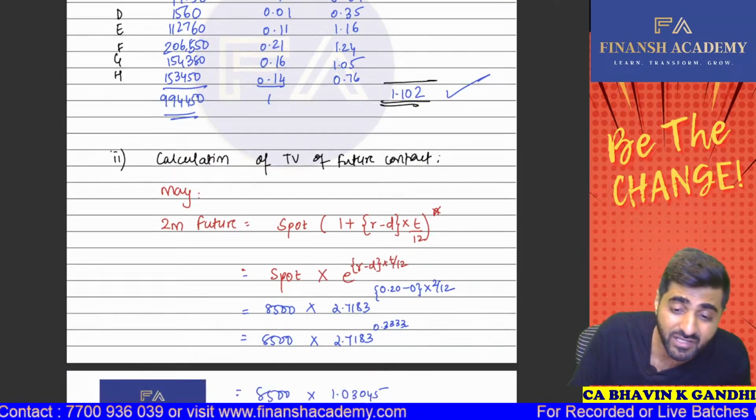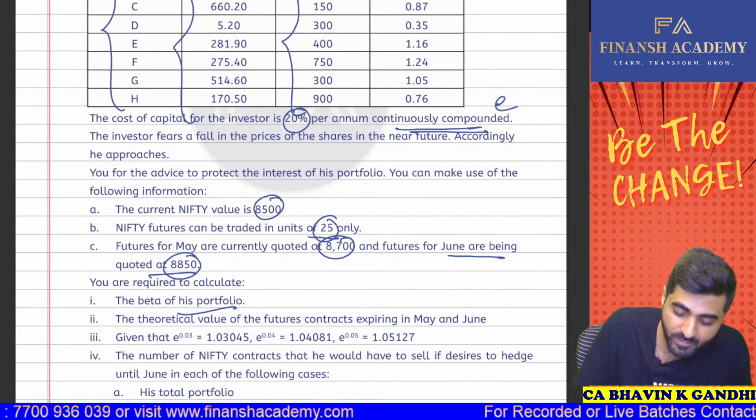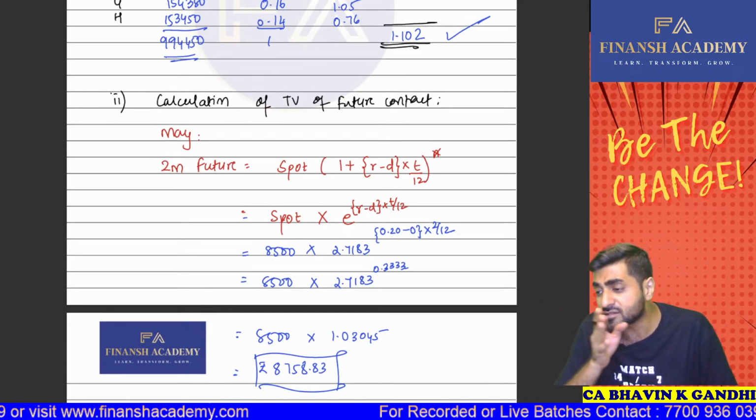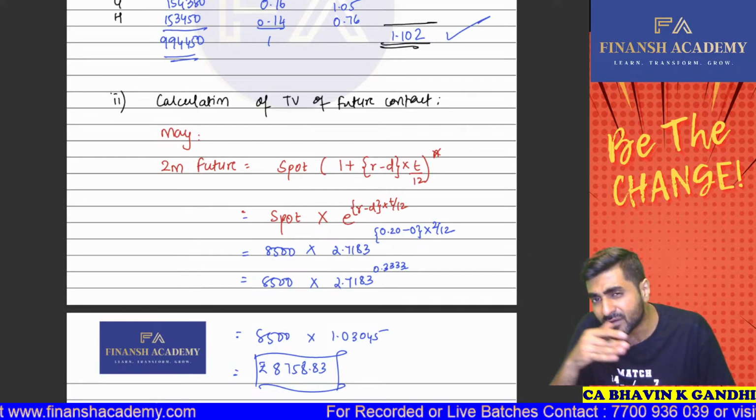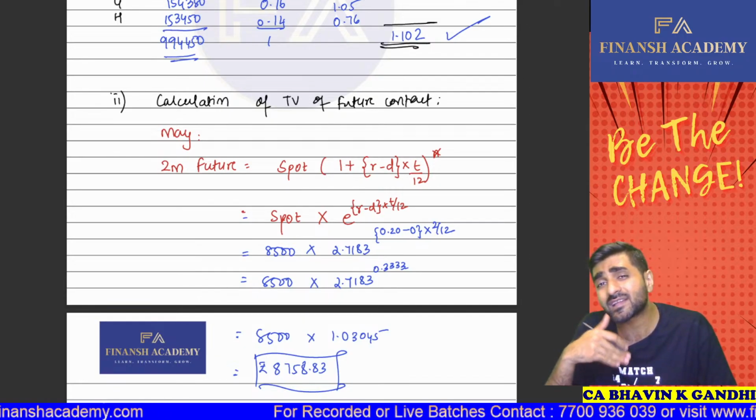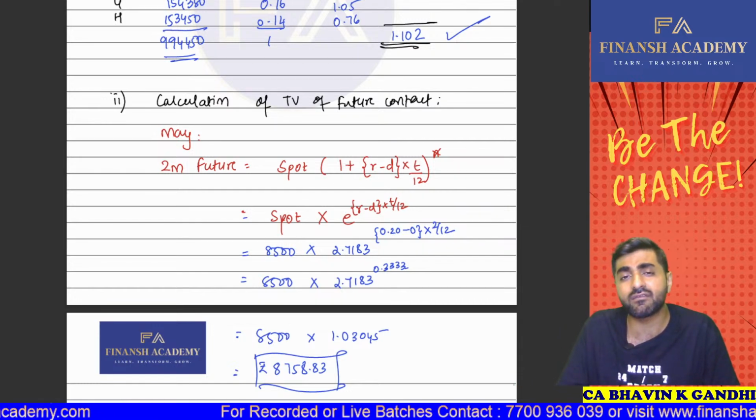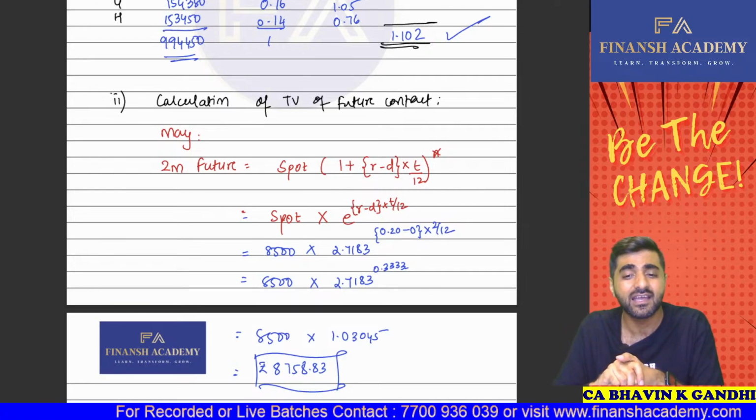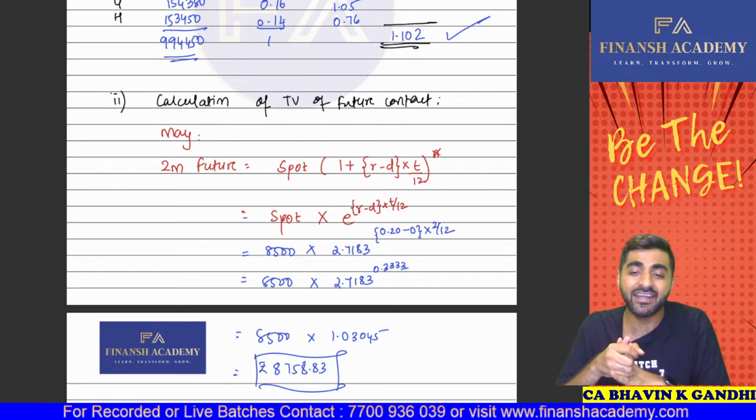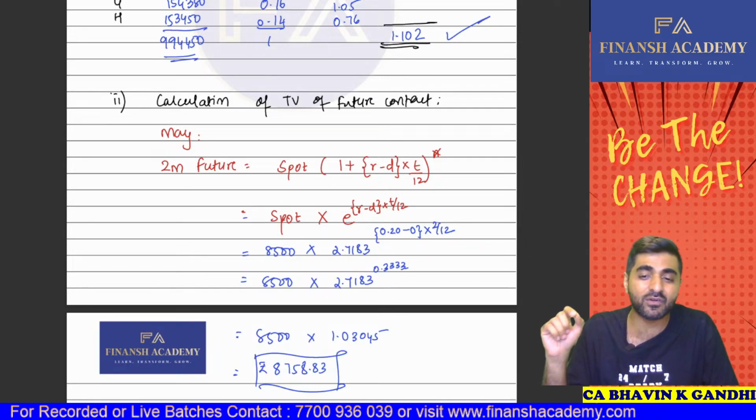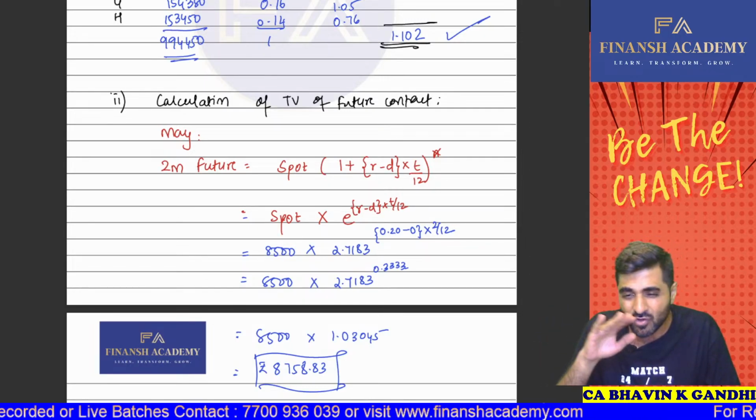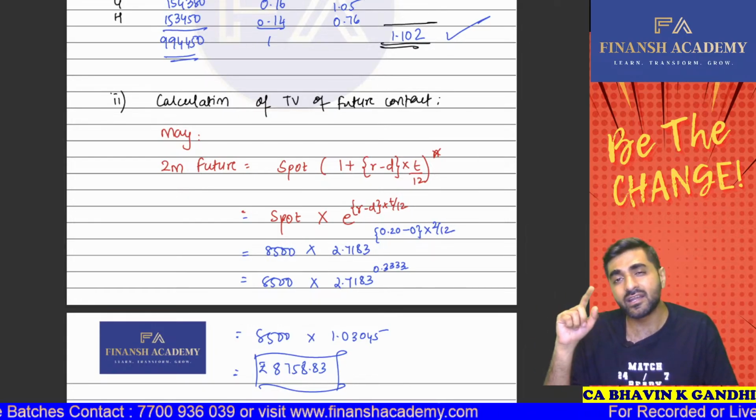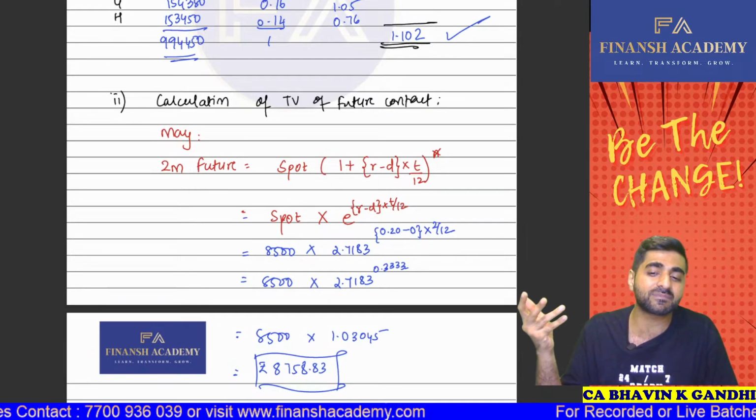Then, my dear students, we are required to calculate the theoretical value of the future contract. How do you calculate the theoretical or intrinsic value? Because we are standing in April, and the contract is going to expire in May, our theoretical value for a 2-month future contract will be spot into (1 plus R minus D) into the time period divided by 12. This was on a normal basis, but here, because it's continuously compounded, it is spot into e to the power (R minus D) into the time period for which the investment has been made.